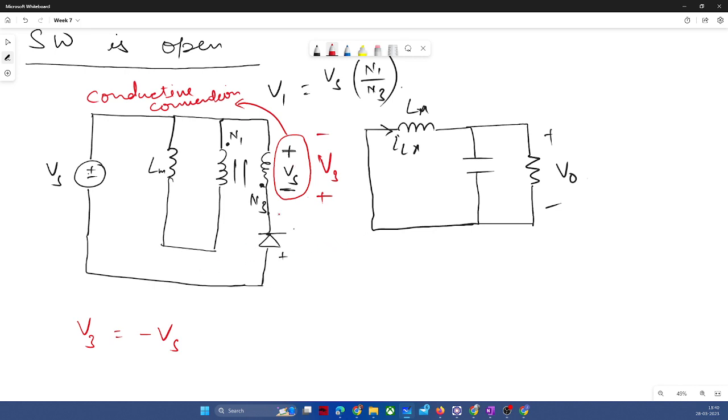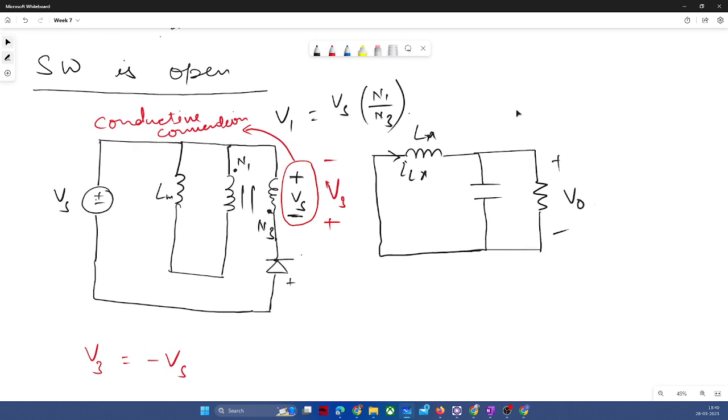Now since V3 has become minus Vs, that will enable the forward conduction of the diode. And V1, as I wrote, Vs into N1 by N3, sorry, here it should be V3 into N1 by N3, and that will lead to minus Vs into N1 by N3. So this much voltage will appear here as V1, that will again be negative.